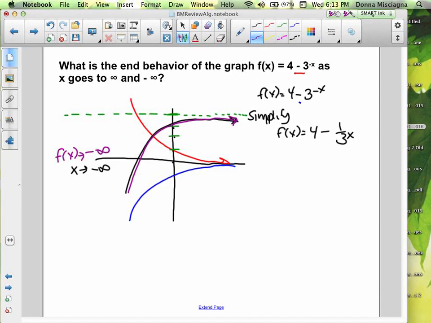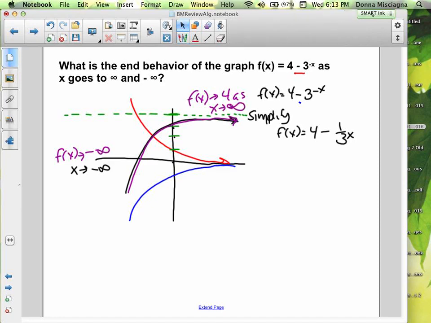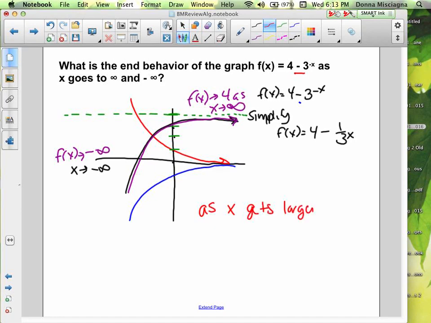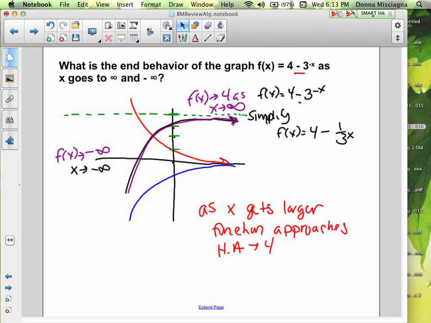We're heading up to that asymptote. So f of x goes to 4 as x goes to infinity. So as x gets larger, our function is approaching 4. It's approaching that horizontal asymptote, which is 4. Okay? So if you just do a little rough sketch, I mean, this is not very well drawn, and it's not drawn to scale, but it still tells us where our function is headed.